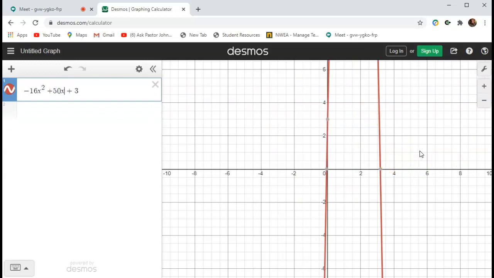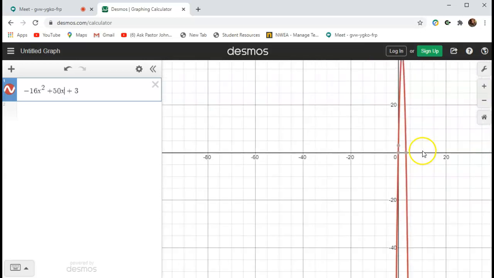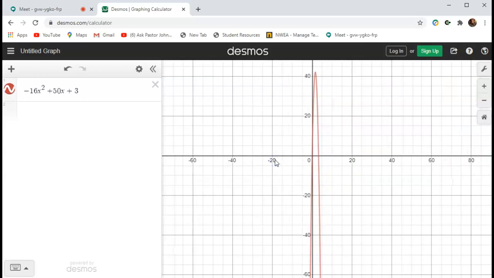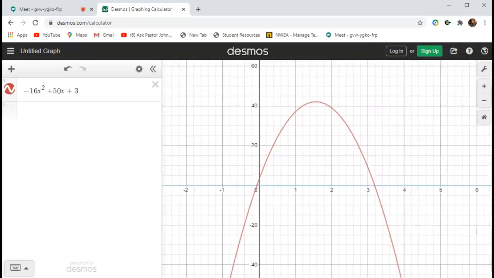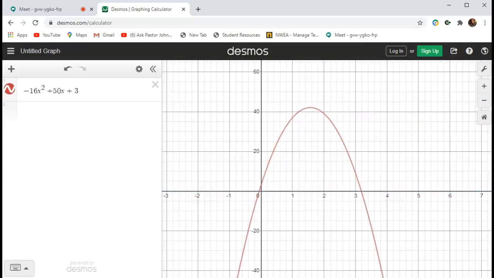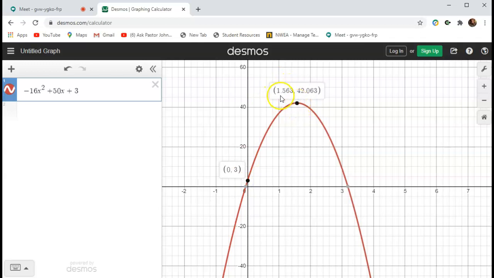Now, it's hard to see because the graph goes high, so we have to zoom out to see the entire graph. It looks a little bit weirder than when we had it skinnier, but I can stretch it here, and now it looks a little bit more normal. Right here, you guys can see everything that we were looking at. The initial height is where it touches the y-axis. That's at 3 feet. It reaches its maximum height at 1.5625, I think it was, seconds. And the maximum height is 42 feet.